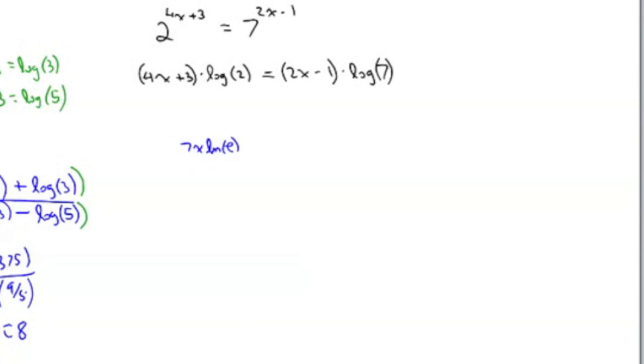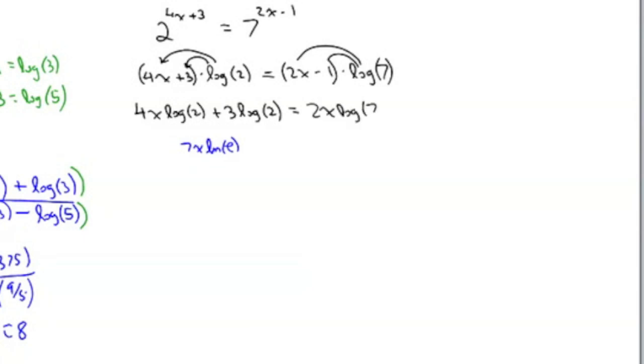All right, so now we have to distribute. You distribute this into both of them. I think I'll write it as 4x log of 2 plus 3 times log of 2 is equal to 2x log of 7 minus log of 7. Do you see where this is ugly?